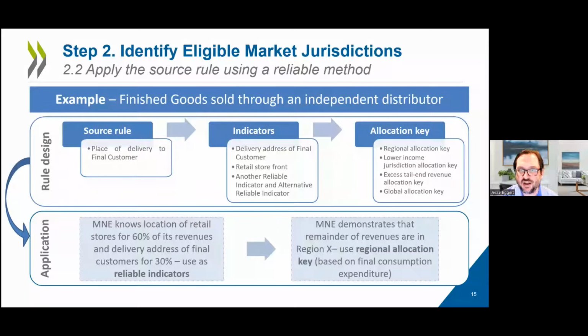For the rest, an MNE might be able to demonstrate that the remainder of those revenues are in a particular region, and if so, we then have a regional allocation key that they can use to allocate within that region using final consumption expenditure in each of those jurisdictions. And so by applying all of those together, the MNE is able to source 100% of its revenue, not all using reliable indicators, but using a mix of reliable indicators and allocation keys.